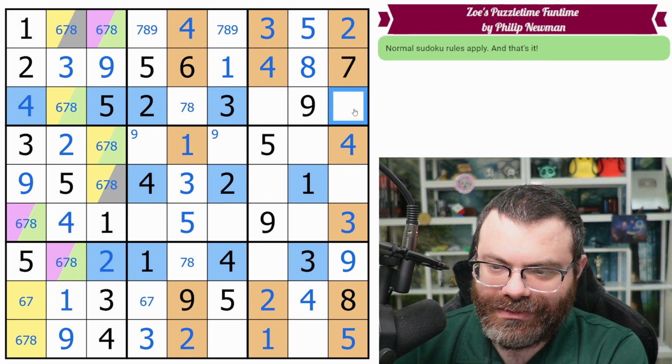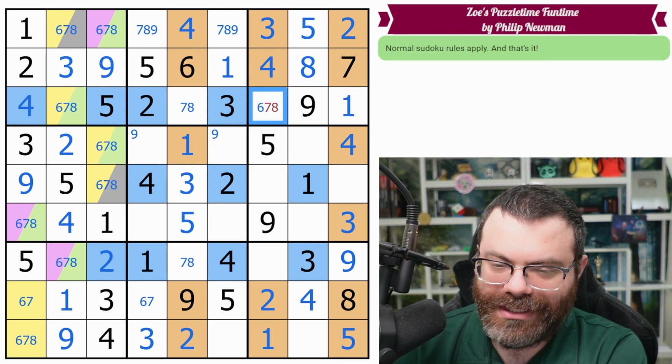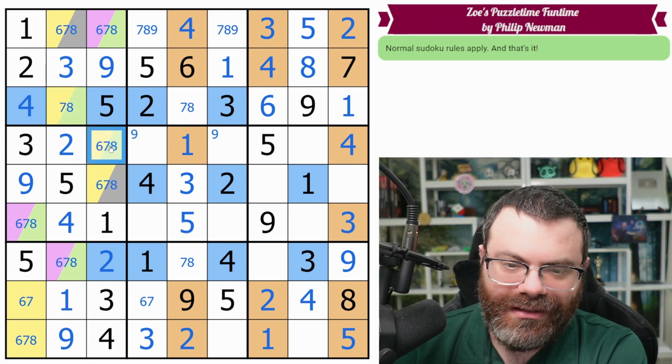We know we need a 1, so the 1 goes here. And this is 6, 7. This is 6, 7, 8. It's not 7 or 8. Okay, the box is done. That's a 6. So yellow green is no longer 6.